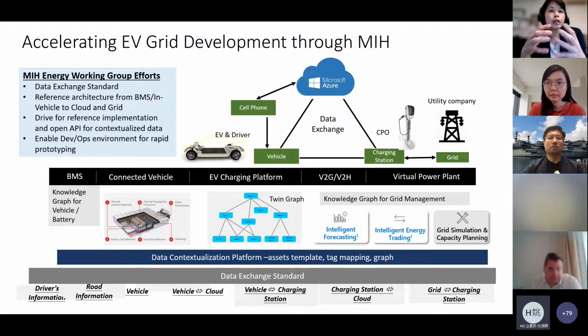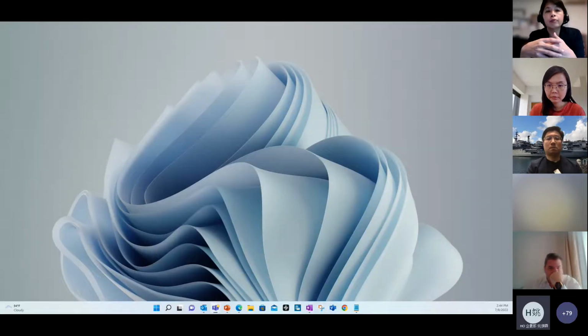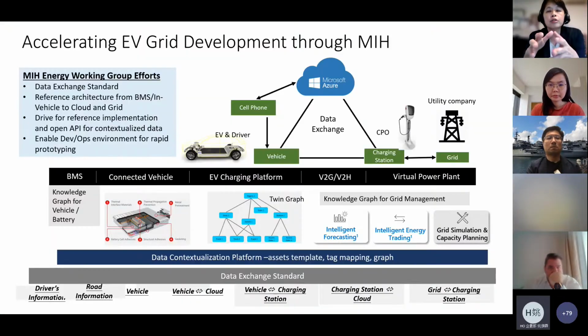In terms of applications, just like we illustrated earlier, there are multiple applications that need to be built up. Our friends from NI just illustrated the BMS system and the simulation. But to really collect the data, you also need to collect telemetry data from the connected vehicle, and data from the EV charging platform, as well as V2G, V2H, and the virtual power plant. I consider those applications.